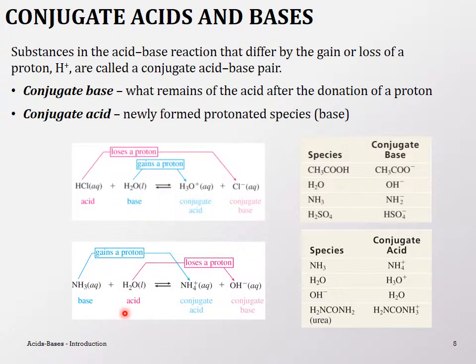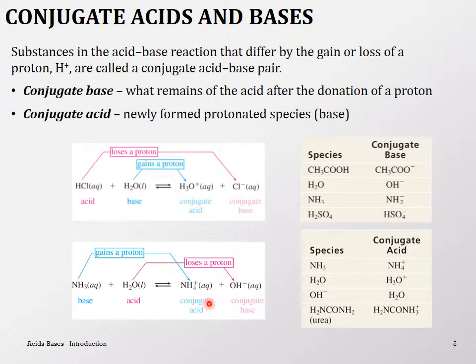So in the case of a base, the base will gain a proton. Now water here is behaving as an acid, and water in the previous reaction was a base, remember that, and water is an amphoteric substance. So depending on what it is reacting with, it can change its behavior. Water here is an acid, which means it is a proton donor. If it is a proton donor, then it loses a proton, which means that it becomes a conjugate base. The base, on the other hand, will accept a proton. Once it accepts a proton, it becomes a conjugate acid, the NH4+.